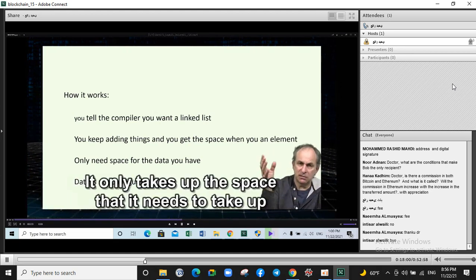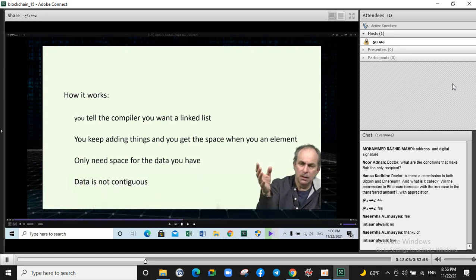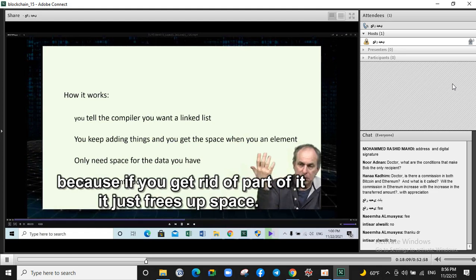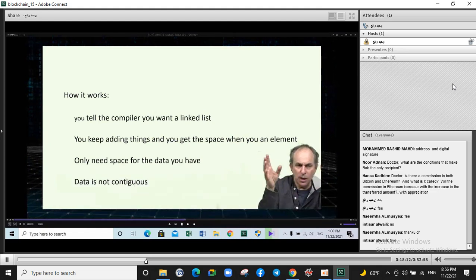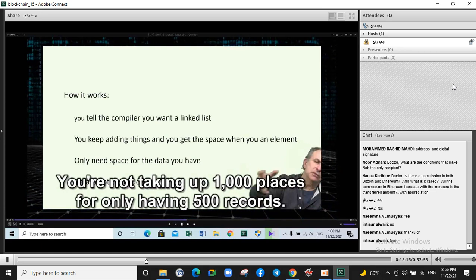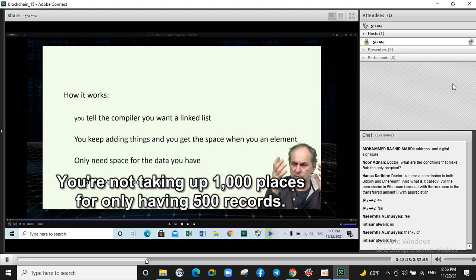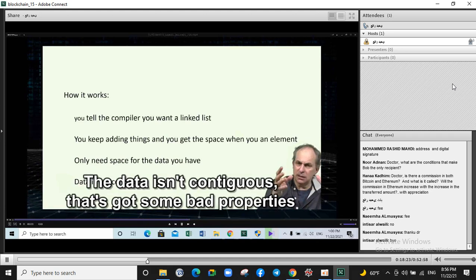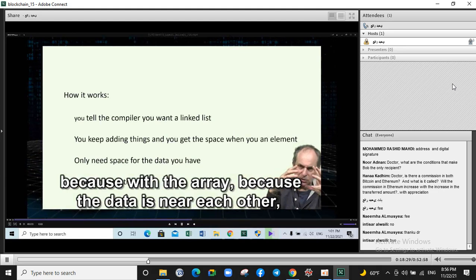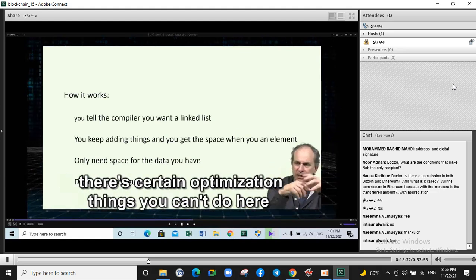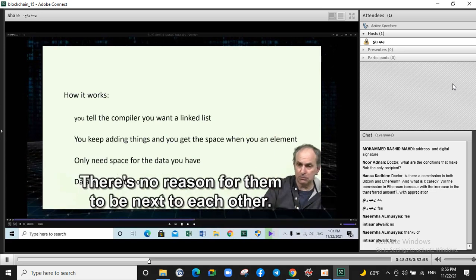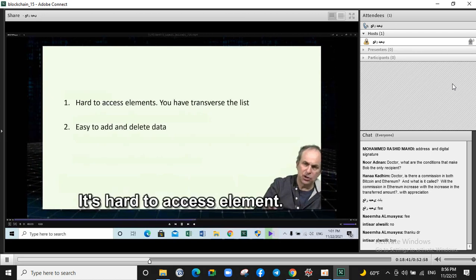And it changes its shape. It sort of morphs. So it only takes up the space that it needs to take up, because if you get rid of part of it, it frees up the space. You're not taking up 1,000 places for only having 500 records. That's the good thing about it. The data isn't contiguous. That has some bad properties, because with the array, the data is near each other, and there are optimizations you can't do here, because you're adding these at different times. There's no reason for them to be next to each other.